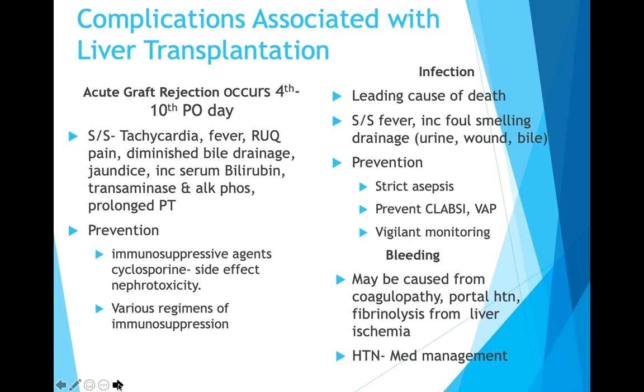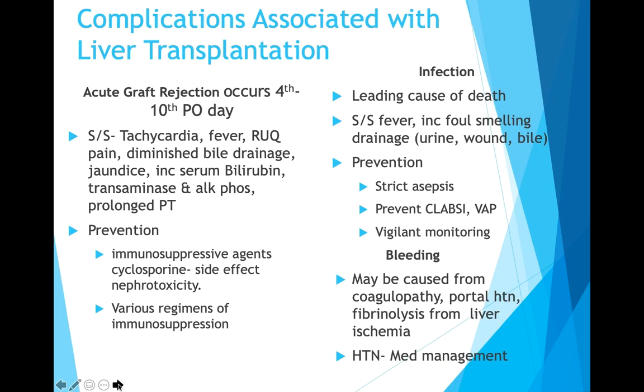Complications associated with the liver transplant. You can have acute graft rejection. That's usually in about the first week, about the 4th to the 10th post-op day. Some signs and symptoms that you would see with the liver transplantation if there's an acute graft rejection: the patient would be tachycardic, their temps would be up, they can have right upper quadrant pain.